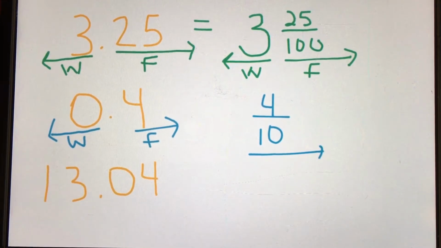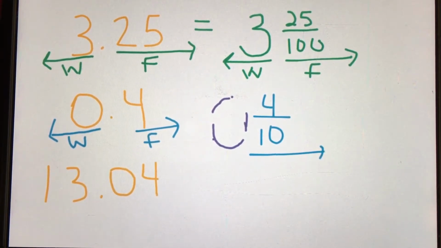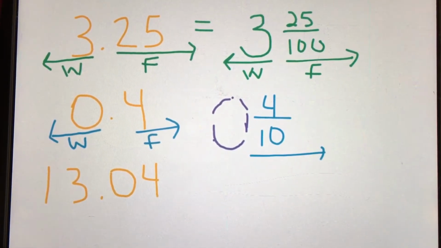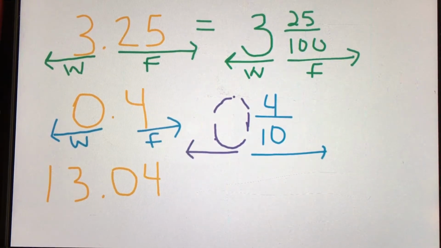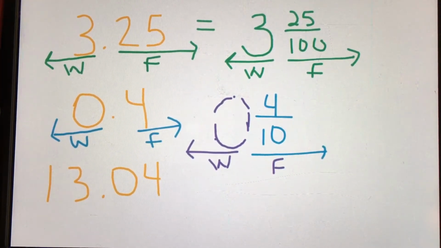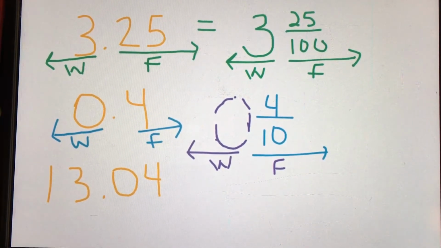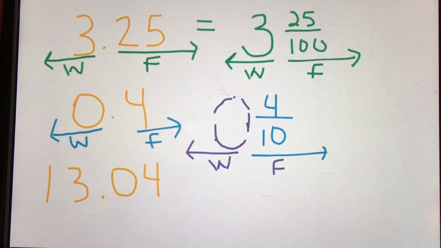Well, what we have is a ghost 0. We just don't really put it there. But here's where the whole number would be, and here's where the fraction would be. And you notice the fraction 4 tenths. The 4 sits in the tenths place. Everything behind the decimal is in the numerator.